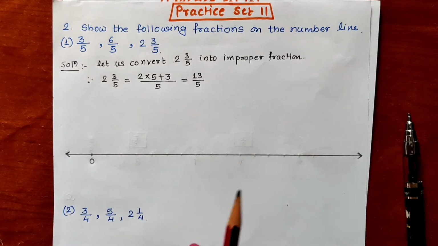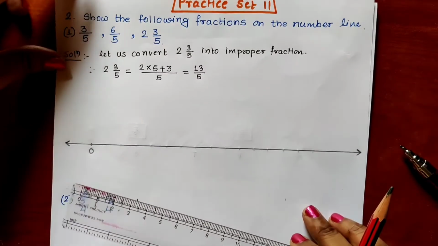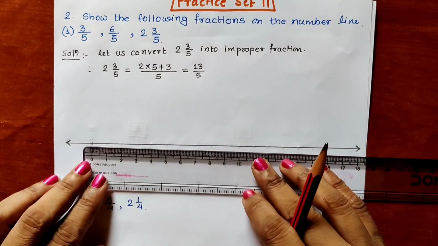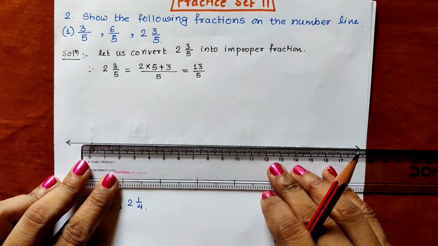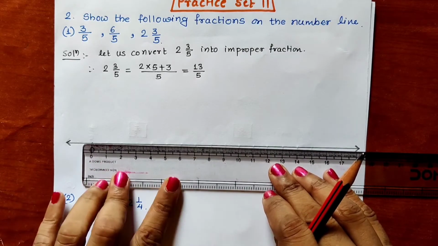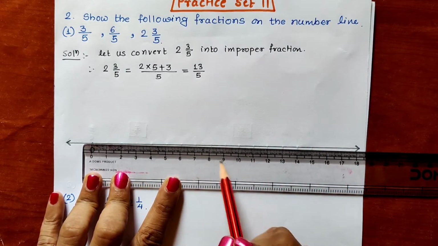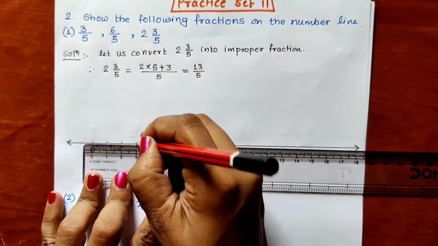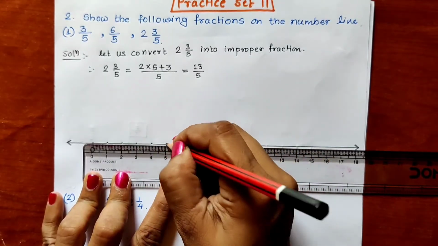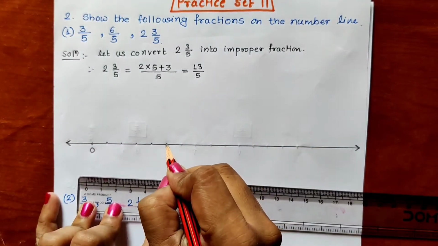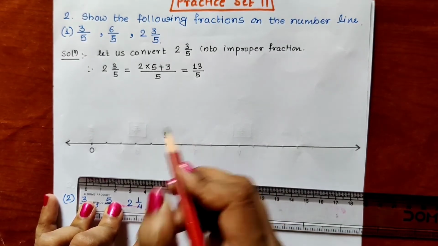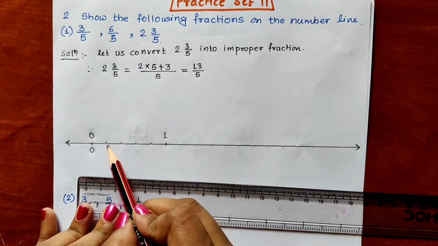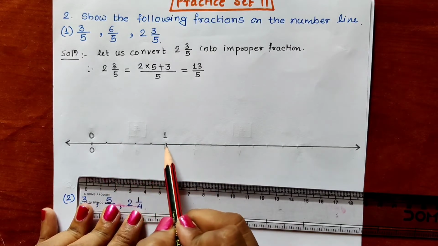First draw this line and then use the ruler. Draw the line by using the ruler first. Now make the equal parts by using this centimeter marking. Okay, the centimeter marking we will be using to make the equal parts. 1, 2, 3, 4 and 5. This fifth part means 1. Okay, so 0 to 1. This 1 unit is divided into 5 equal parts. 1, 2, 3, 4, 5.